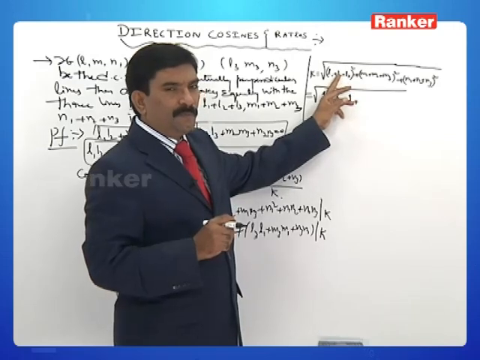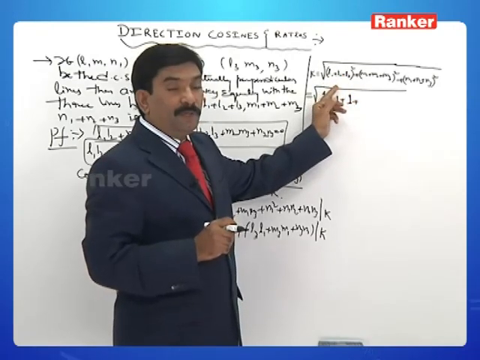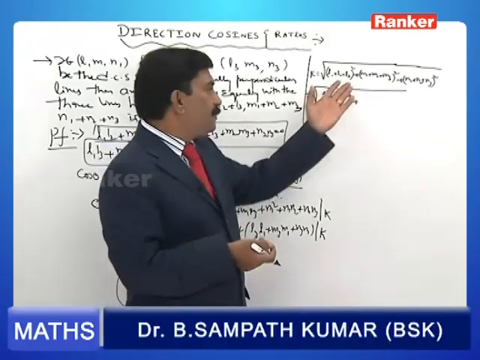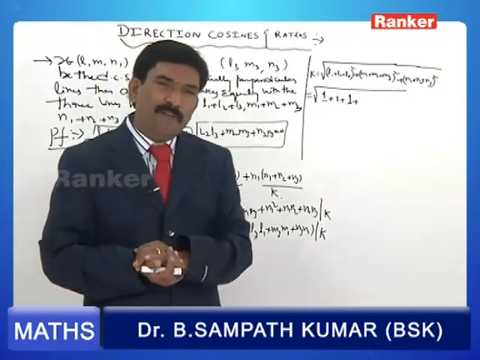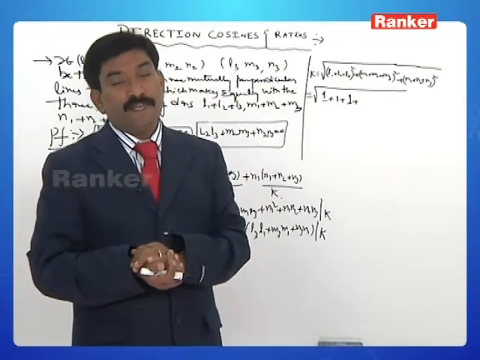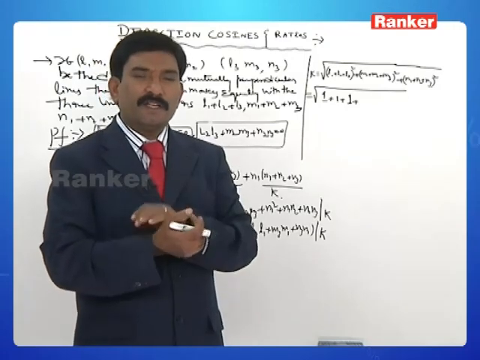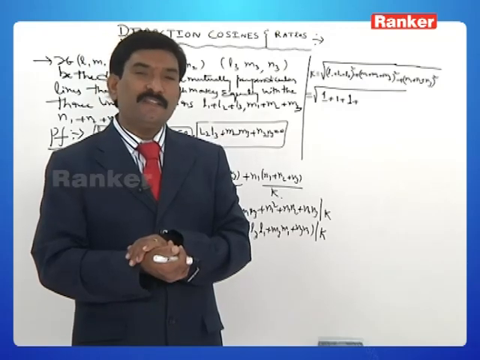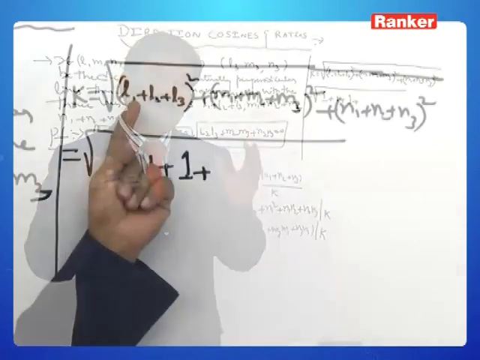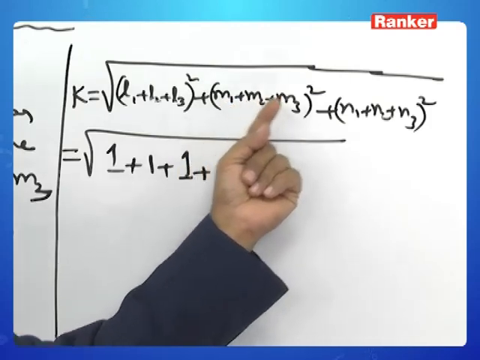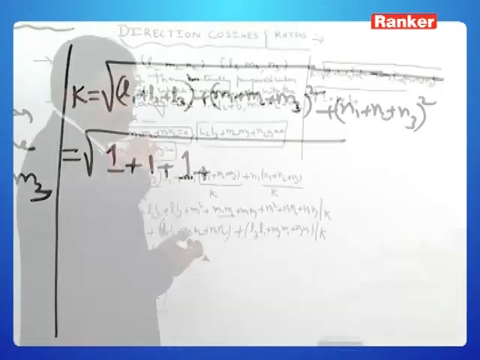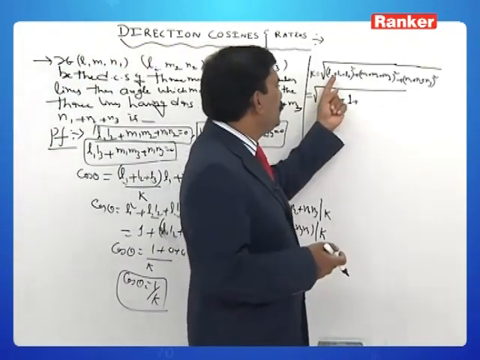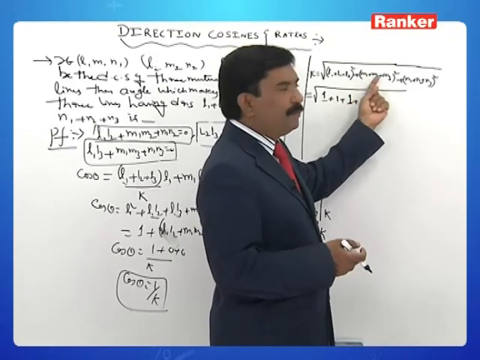Now, 2L1L2 plus 2 into (L1L2 + L2L3 + L3L1). In this bracket, 2 into (M1M2 + M2M3 + M3M1). In the last bracket, 2 into (N1N2 + N2N3 + N3N1). Followed? Let us combine in a cyclic order. Why? We have the data here: L1L2 + M1M2 + N1N2 is equal to 0. Correct? So therefore, now 2L1L2, 2M1M2 plus 2N1N2.